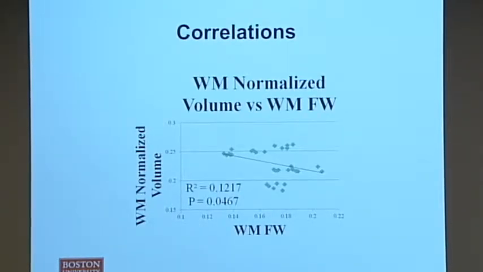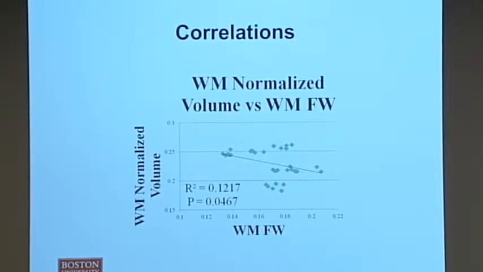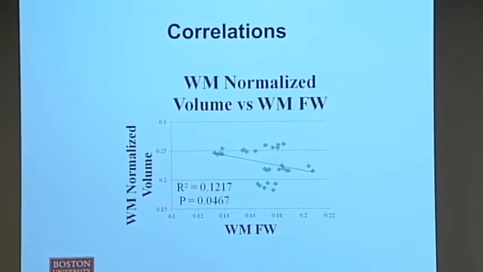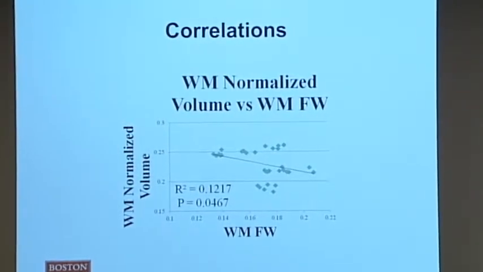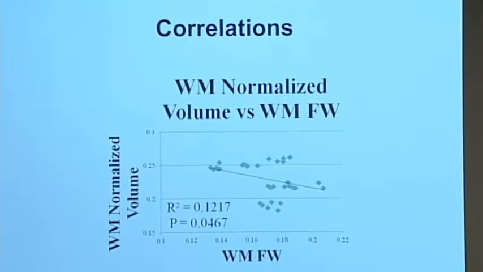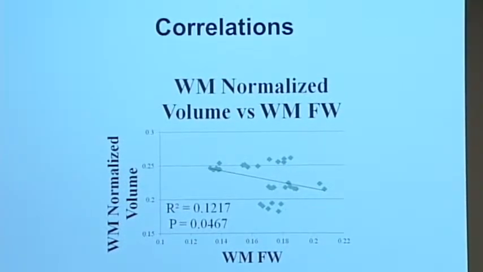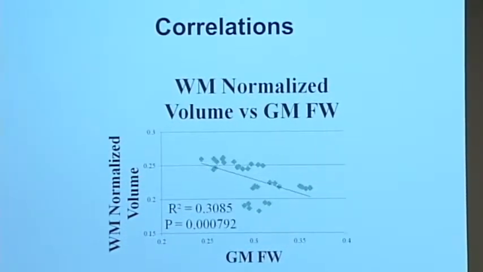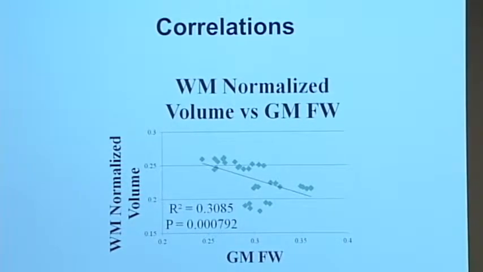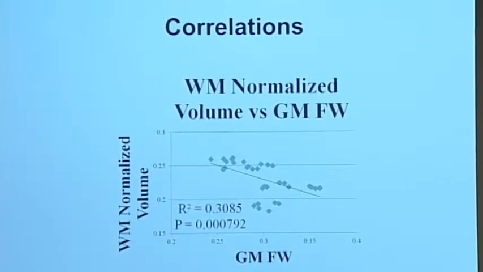So, correlations I found: increased white matter free water, or inflammation, was correlated with decreased white matter volume, or increased atrophy in the axons area. So this was interesting. Another interesting finding was increased gray matter inflammation was correlated with decreased white matter volume, which shows that both inflammation in the gray matter and in the white matter caused atrophy in the white matter.